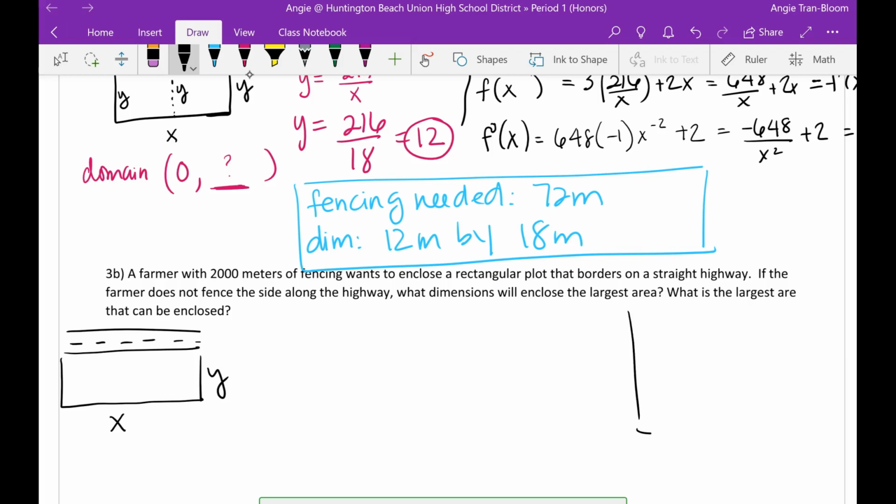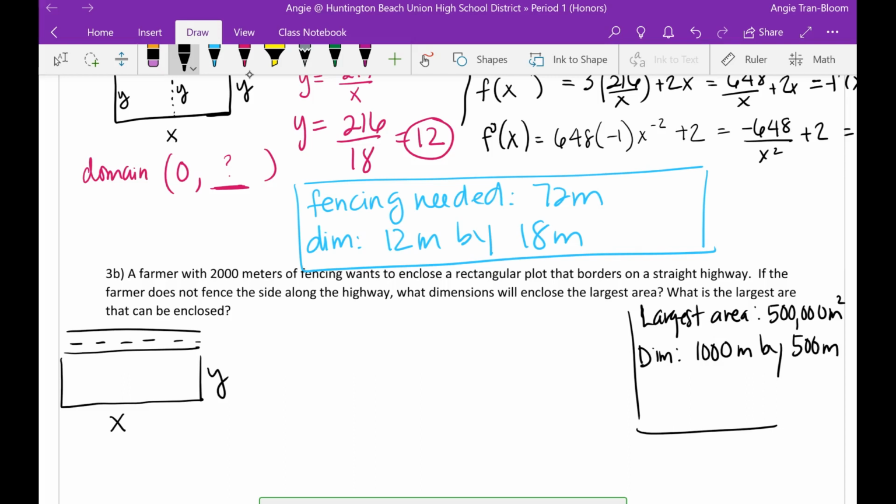Why don't you guys give me the answers first? Largest area. What did you find for largest area? 500,000 meters square. Someone confirm that for me? Yeah. And then what are your dimensions? 1,000 meters by 500 meters. Okay. Someone confirm? Yeah. Okay, so let's see.